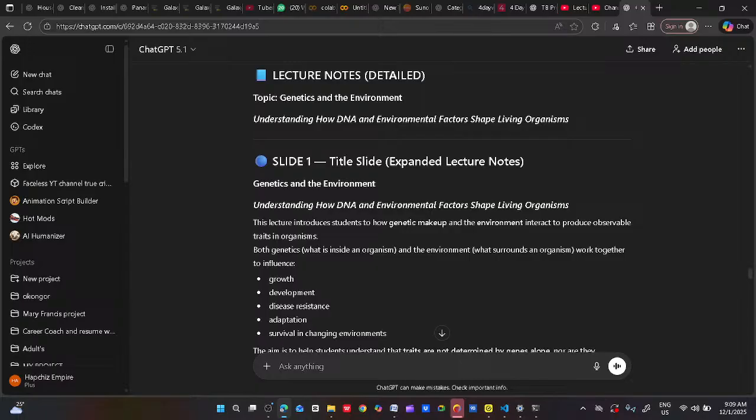So this lecture is going to introduce you to how genetic makeup and the environment interact. Don't forget the title has to do with genetics, one, and then the second one has to do with biology, that is, environment on one side and genetics on the other side. So what we are trying to look at is how the environment or the gene affects the environment.